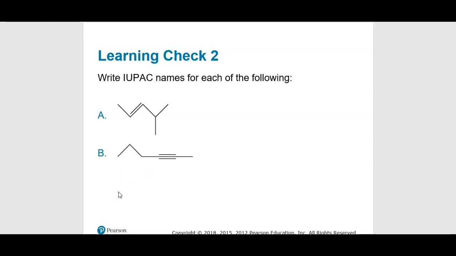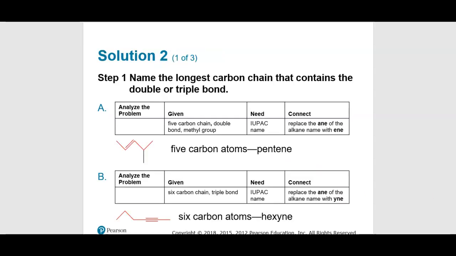there's no substituents. It's just a continuous chain. And the chain is 1, 2, 3, 4, 5, 6. The 2 and 3 carbons have the triple bond. Okay, 6 carbons. So it's going to be 2-hexyne, and that's it. Okay, so let's see how that works out. See, 5 carbons, pentene. Name the longest carbon chain that contains a double or triple bond. You have 5 carbons for pentene and 6 carbons for hexyne. Okay, so we have a pentene and we have a hexyne.